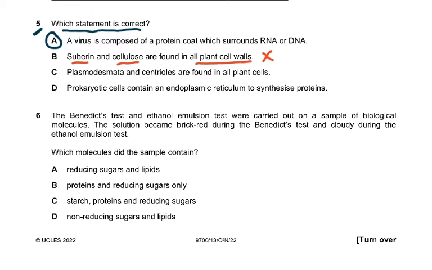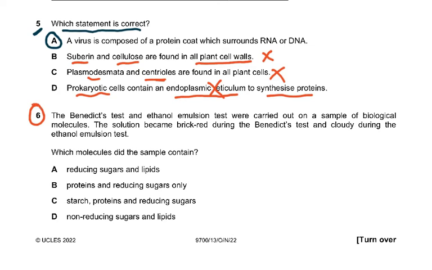Suberin is impregnated only in some cells, in the Casparian strip, which is in the endodermis. Then plasmodesmata and centrioles are found. Centrioles are not found in plant cells. Only plasmodesmata are found in plant cells. Then prokaryotic cells contain an endoplasmic reticulum to synthesize proteins. Now, please remember prokaryotic cells do not have any membrane-bound organelles, so they would not have any endoplasmic reticulum.